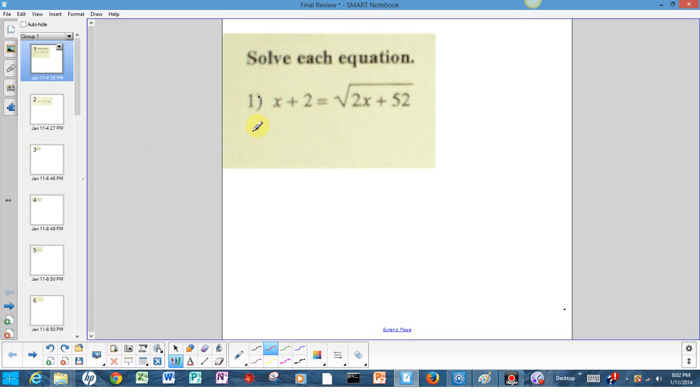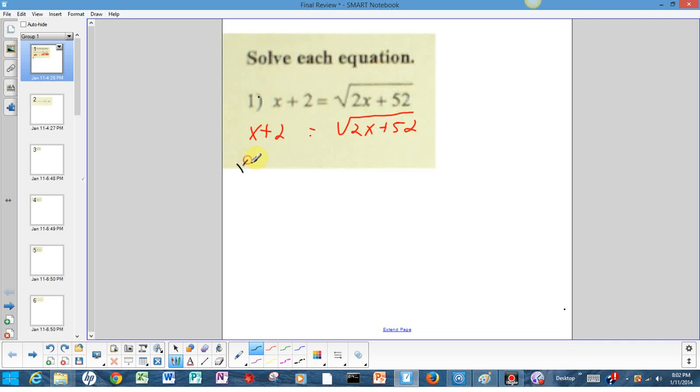So we're going to solve each equation for x. So you would take x plus 2 equals the square root of 2x plus 52. And what you'll need to do first is square both sides. So when I square both sides, I get this.